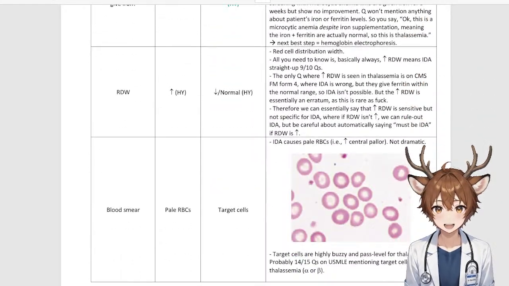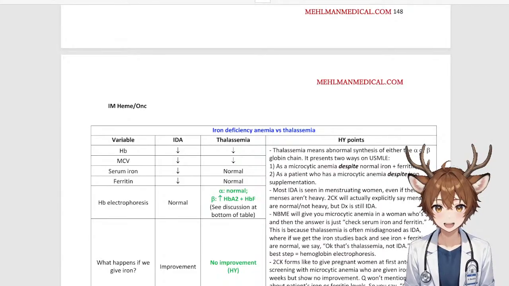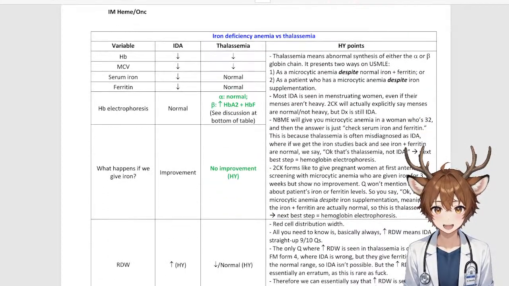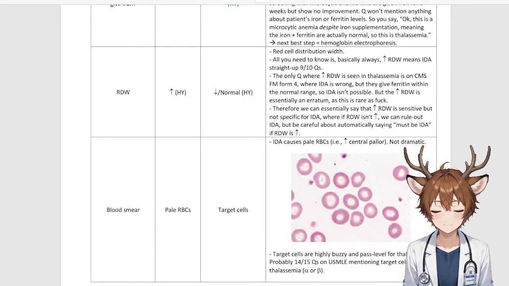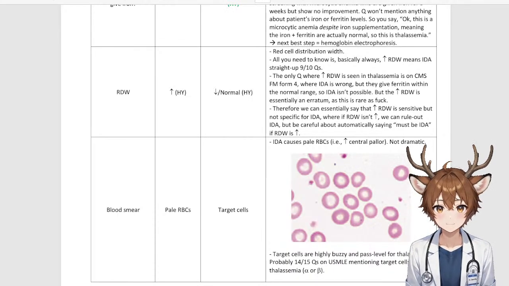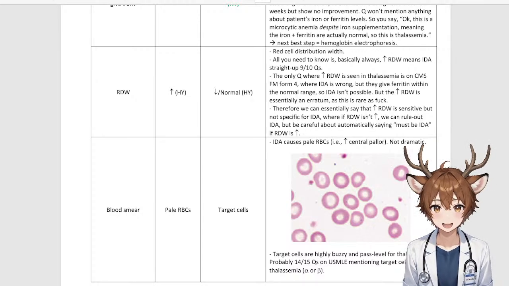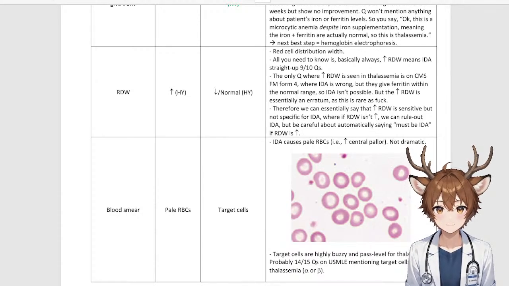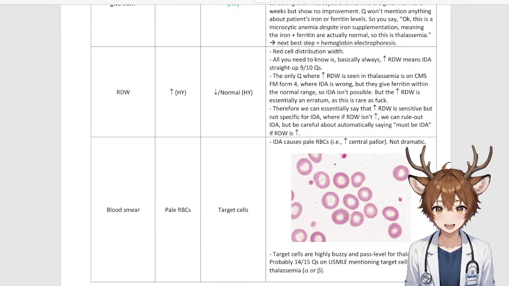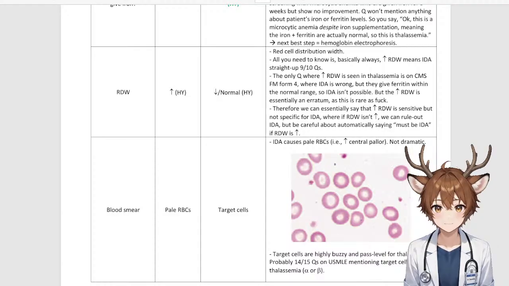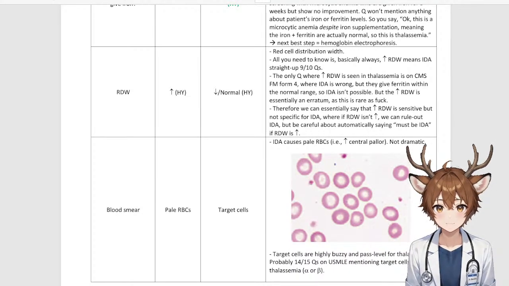So what about, we'll continue. Again, this column here is IDA, and the other column to the right of that is thalassemia. So RDW, I believe that's the red cell distribution width. Along with that, I believe that's talking about the variability. Something like that. But it's elevated in iron deficiency anemia, and it's normal or lower with thalassemia.